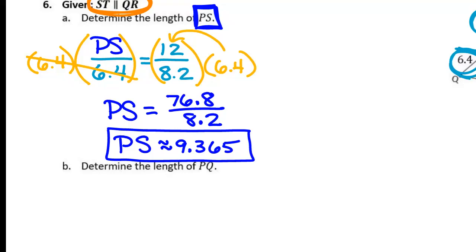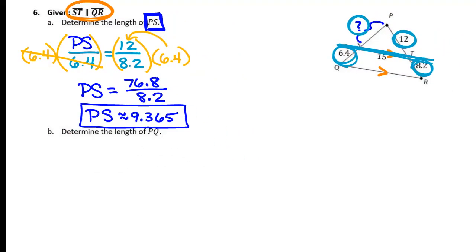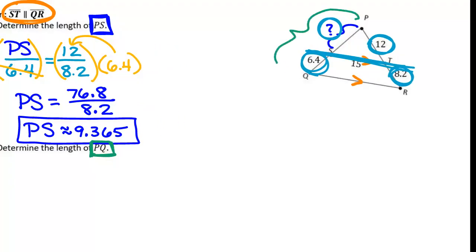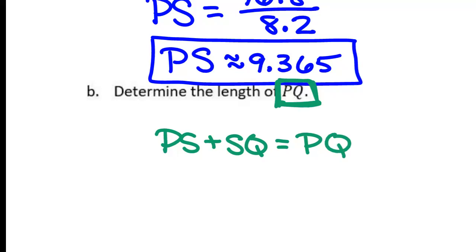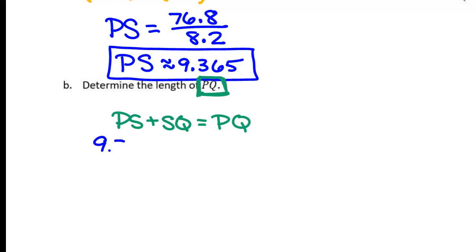Part B, last thing we're going to do for today. What do they want me to find? They want me to find PQ. Well, PQ is this whole thing. How are we going to find that? If PS is 9.365, then we add up 6.4. Yes, there we go. PS together with SQ is equal to PQ. We know that PS is 9.365. SQ is 6.4. So how big is PQ?